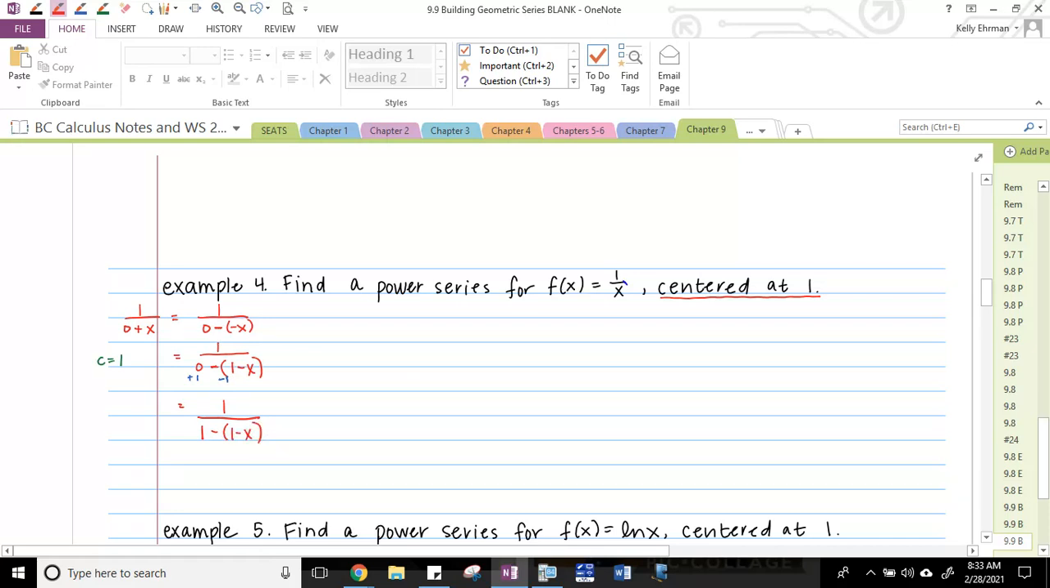Let's double check what we have. Did we build this correctly? Does this simplify back to the original 1 over x? 1 over 1 minus 1 plus x is 1 over x. So yes, this is good.